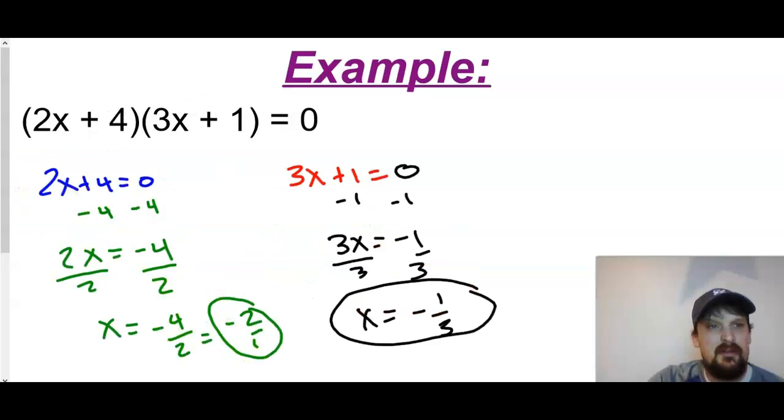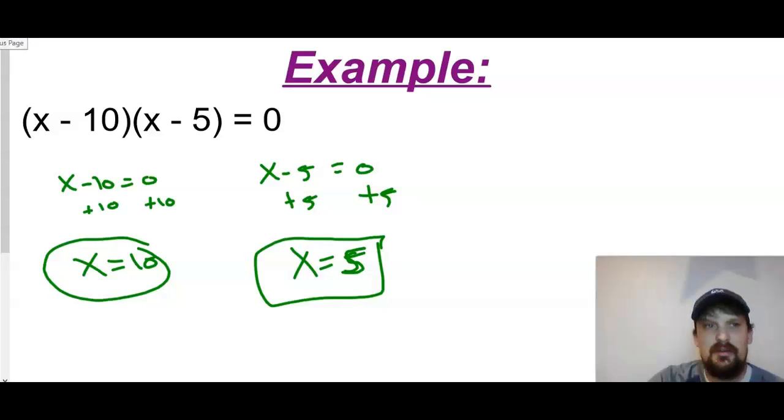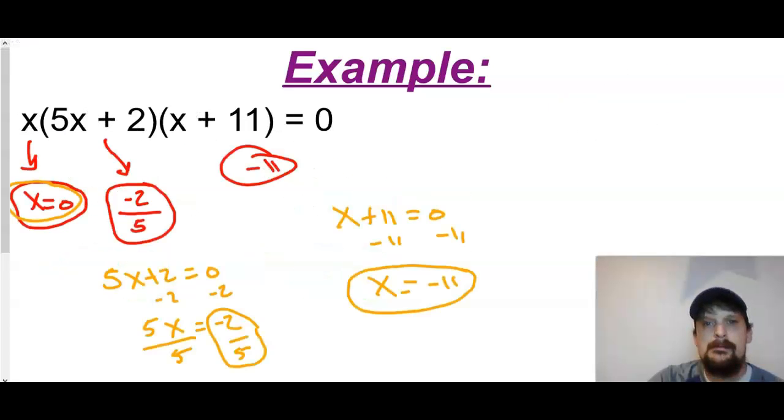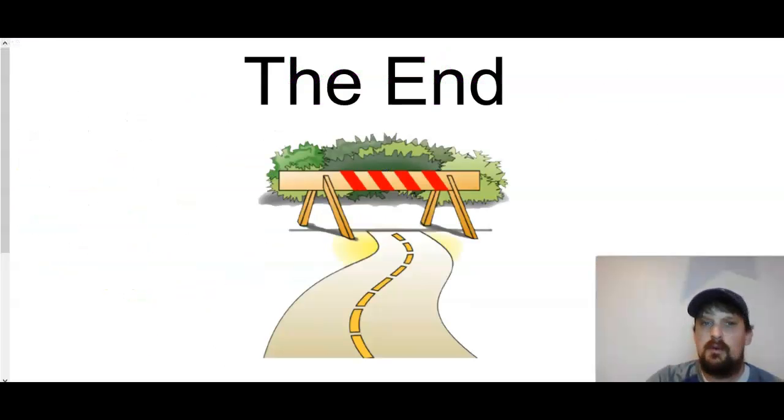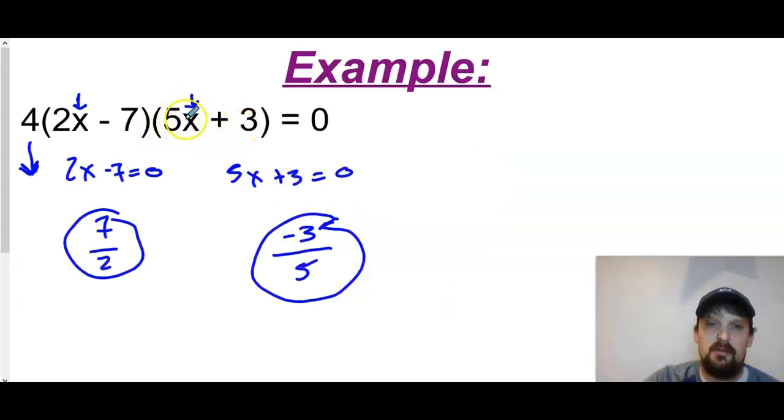Hopefully those shortcuts made sense. If not, just set it equal to 0 and solve. That's all we're doing. And then on our next assignment, we're going to actually factor a quadratic to get it into factored form, and then do the 0 product form. So we're just kind of expanding a little bit at a time.